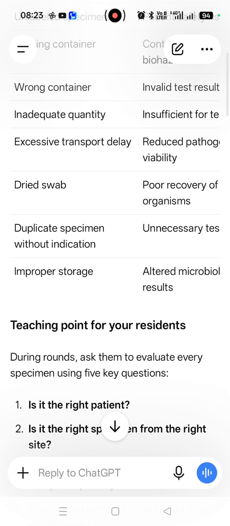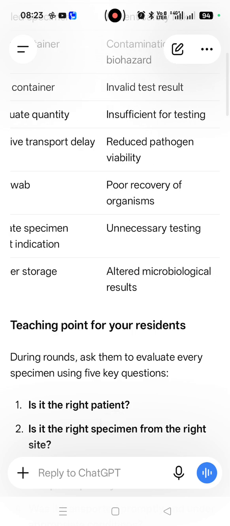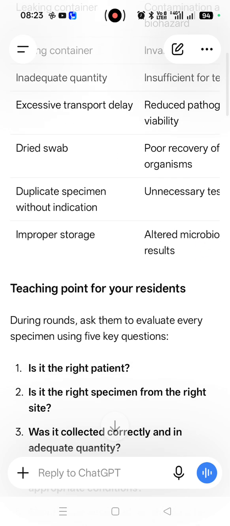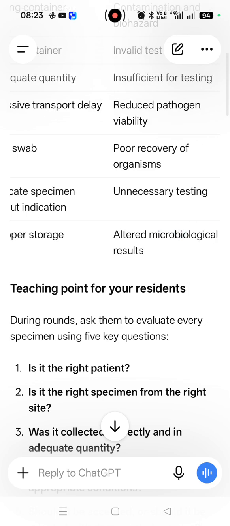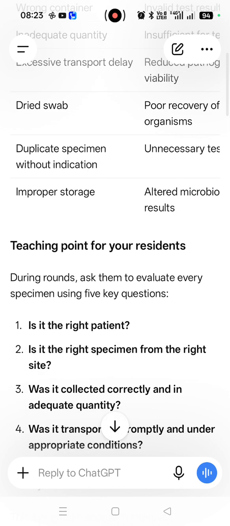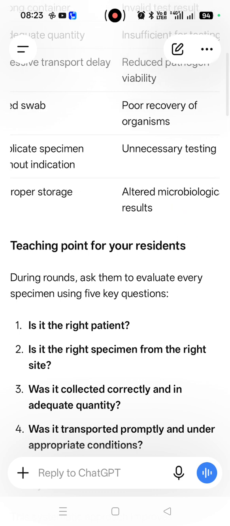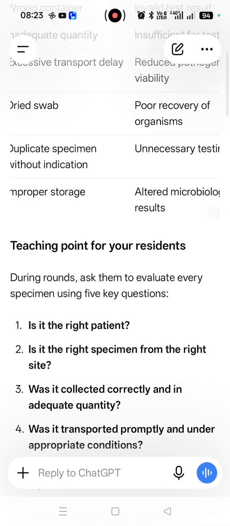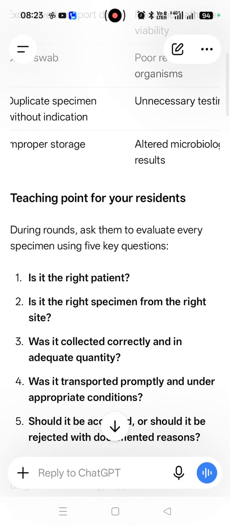Excessive transport delay reduces the pathogen viability. Dried swab, poor recovery of the organism again. Duplicate specimen without indication, unnecessary testing. So why are we getting the same thing again and again? Improper storage, altered microbiological results, because you don't know whether at that particular temperature the pathogen will survive or not, and what you are getting is just the other organism.